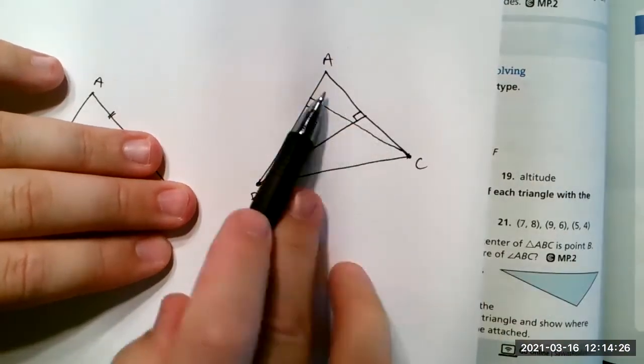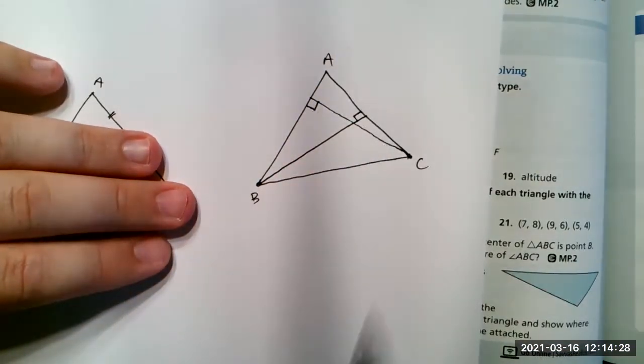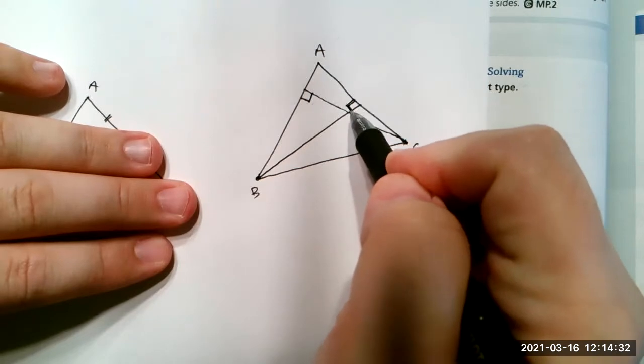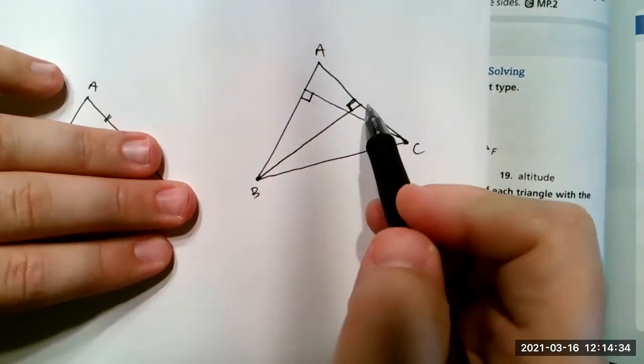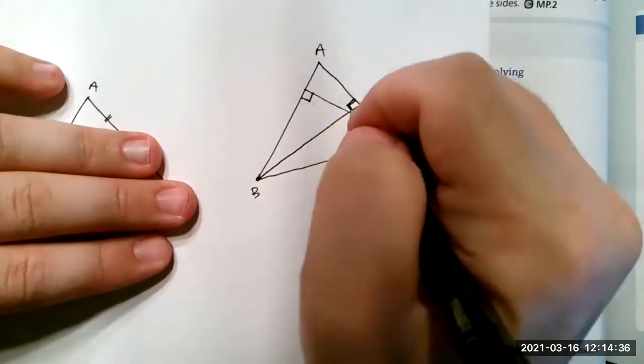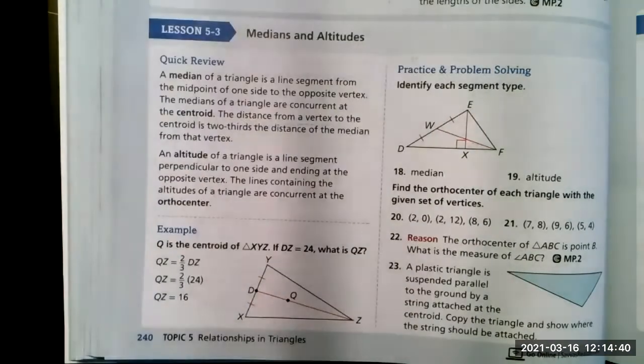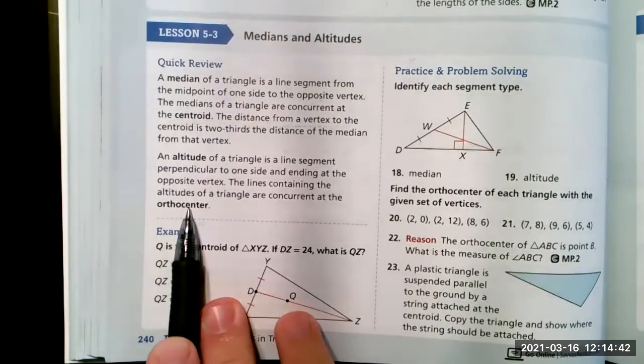It might look like it bisects that side, but we don't know for sure. All we know is that this line segment comes off of AC at a 90-degree angle, and then it hits the opposite vertex, okay? So that point where they cross is what they're talking about as the orthocenter.